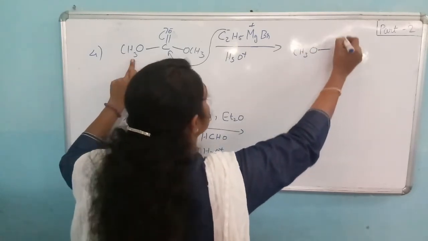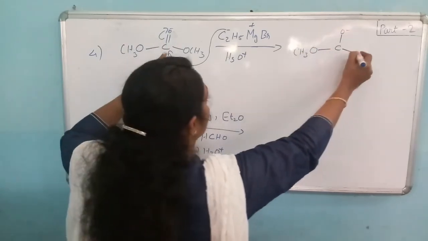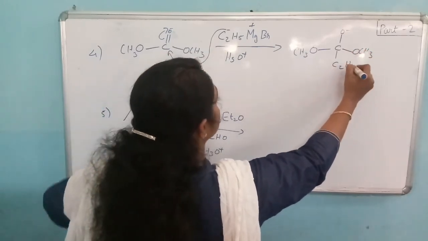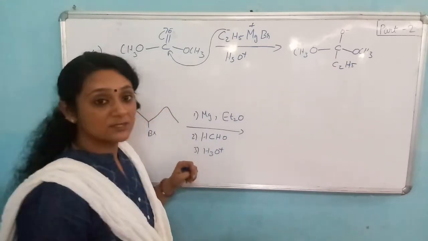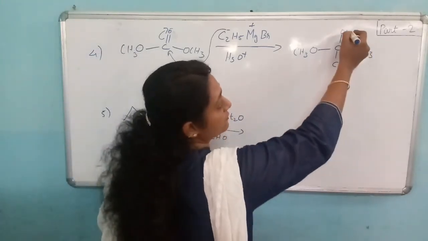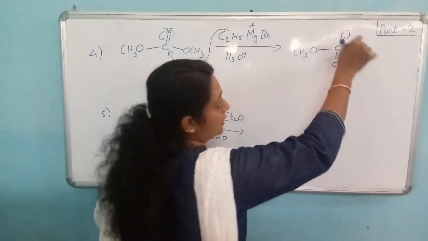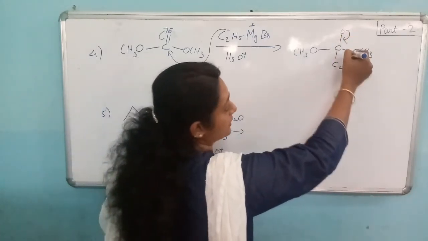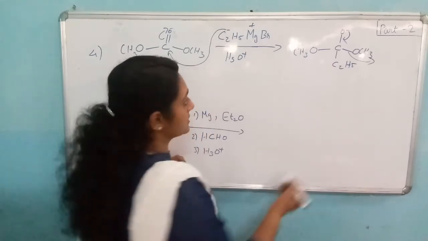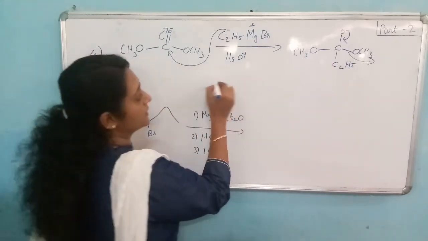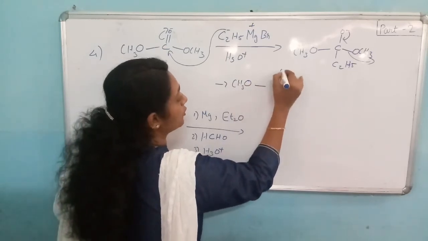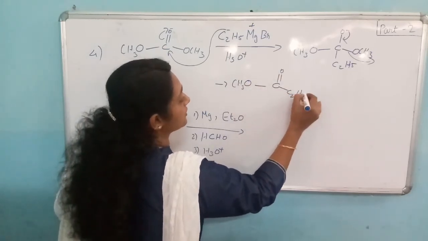OCH3 CO minus, OCH3, C2H5. Okay, OCH3 is a leaving group, therefore the electrons come back and form a pi bond with carbon, and this group leaves, and the product will be OCH3 C double bond O C2H5.